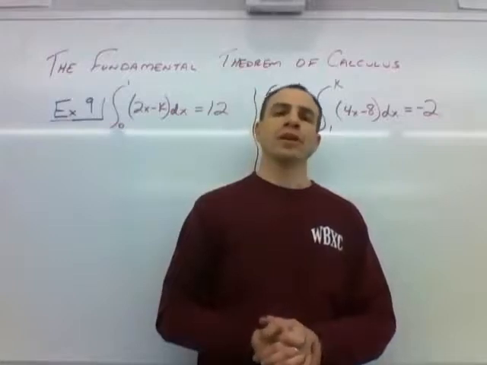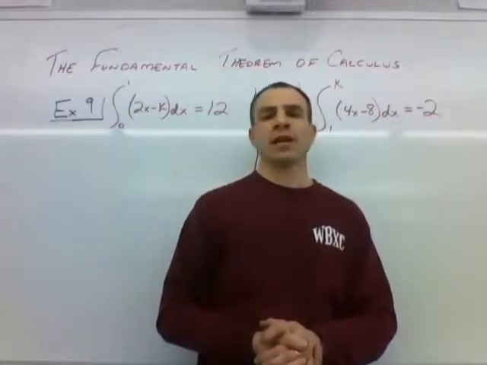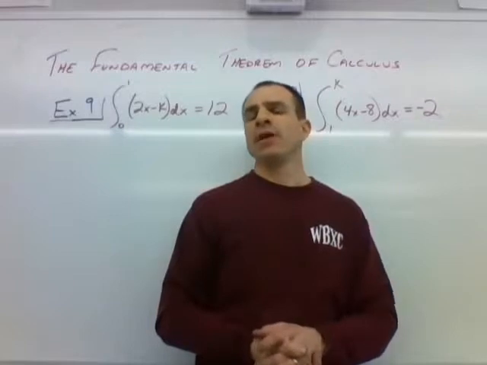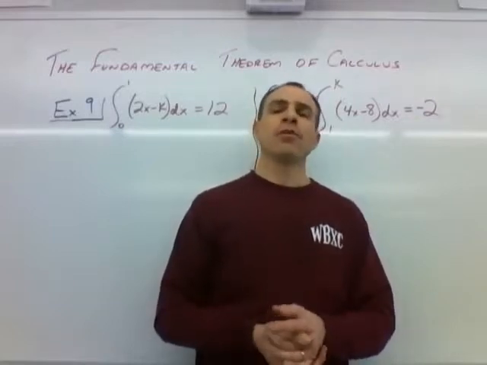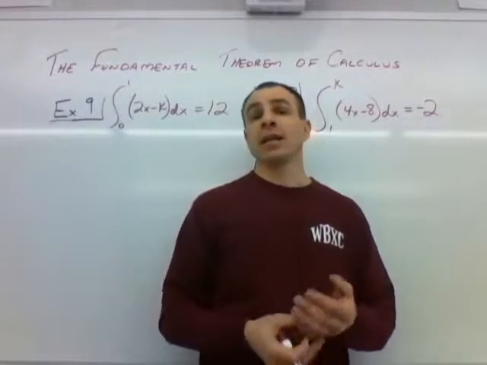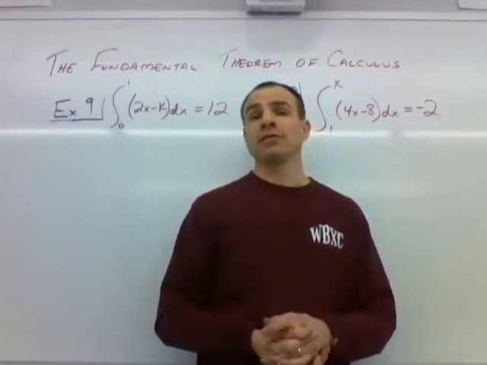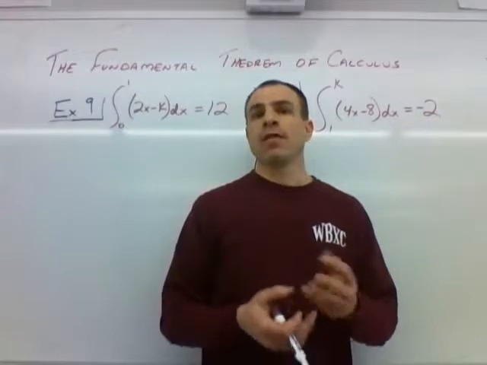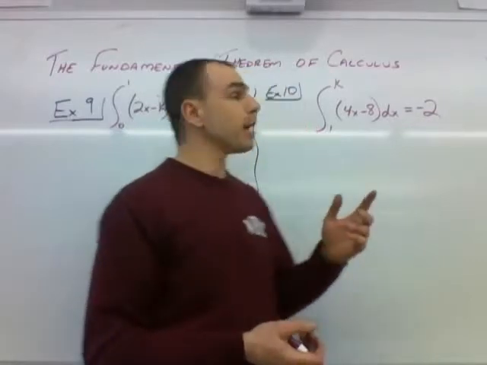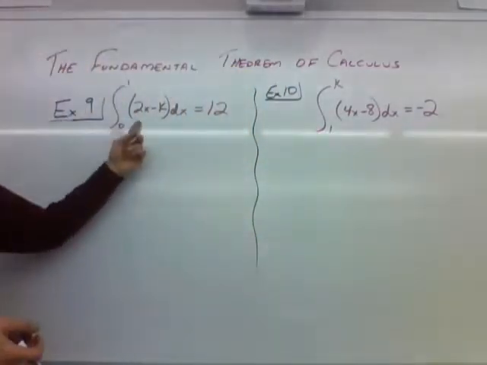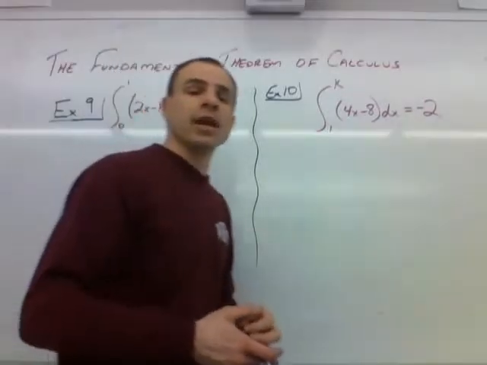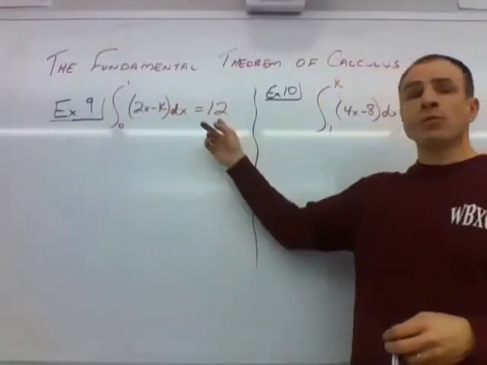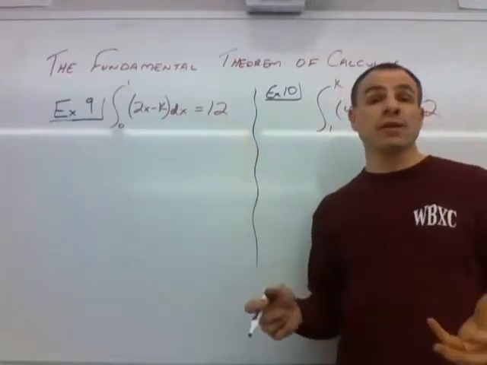More wrinkles which the AP writers like to throw in is, what if instead of you finding the value of the definite integral, they give you the value of the definite integral, but they throw an extra variable inside the integral itself and ask you to solve for that variable. That's what's happening with these examples behind me. In number 9, we see that our function is 2x minus k. All right, that's our integrand, and the whole value of the definite integral is 12. And they want to know what's the value of k.